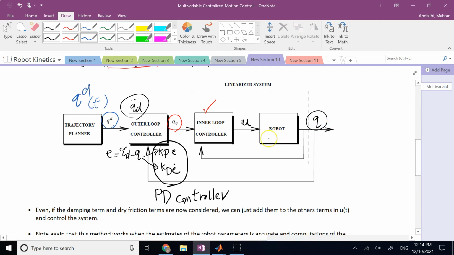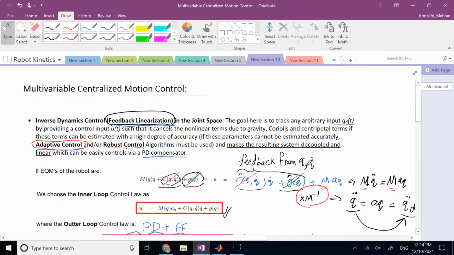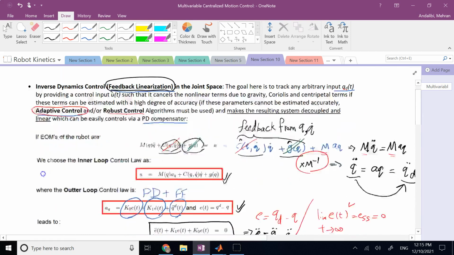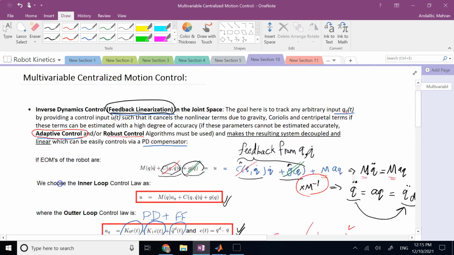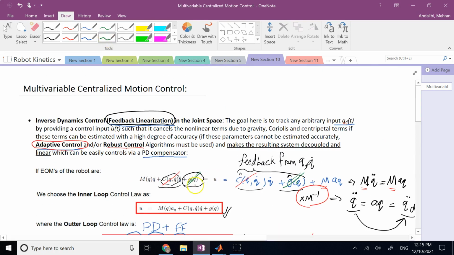Okay, so this algorithm can track a time varying trajectory, not just a constant trajectory, and has no limiting assumptions. In general, this algorithm, multivariate centralized motion using feedback linearization, is a very strong method, extremely strong, because it removes lots of those limiting assumptions. The only holdback is this: are my estimates of C and G accurate? If they are, then it's perfect.